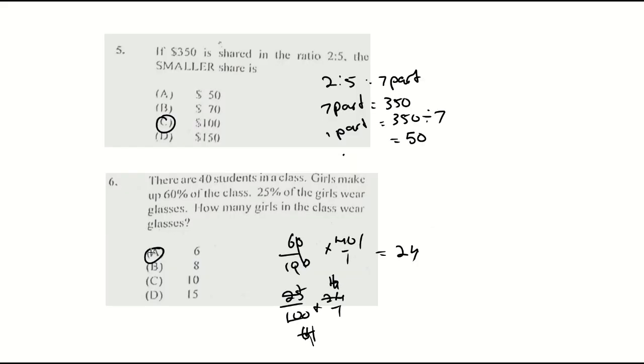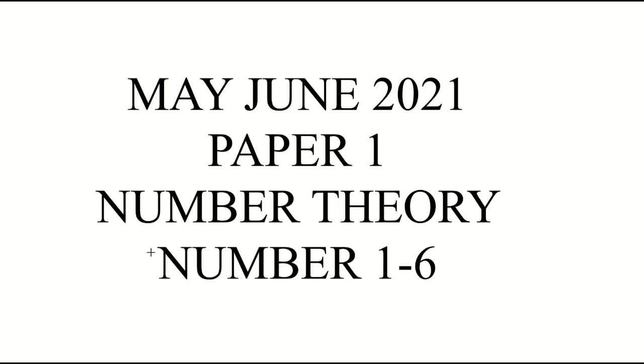Right? And that is the end of January 2022. Now we're going to go to May, June 2021. Paper 1, number theory 1 to 6.